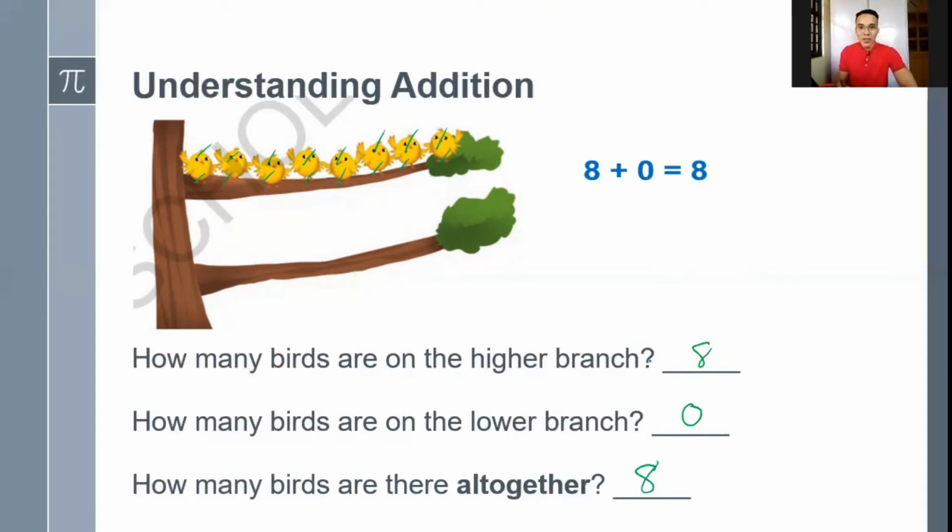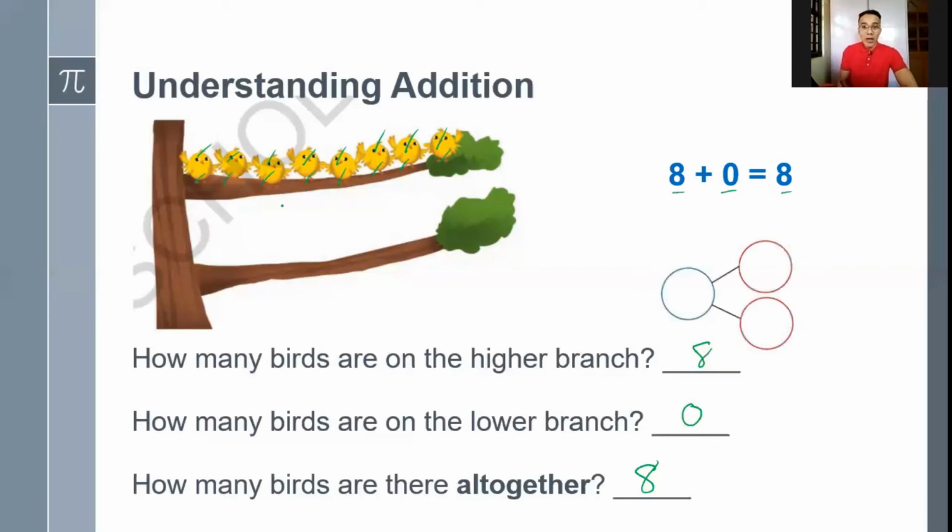So our addition sentence is going to be 8 plus 0 equals 8. Again, 8 and 0 are the parts, 8 is the whole. And if we are going to write these numbers in a number bond, we're going to write 8, the whole, inside this blue circle, and the other 2 numbers inside the parts. 8 and 0 make 8. 8 plus 0 equals 8.